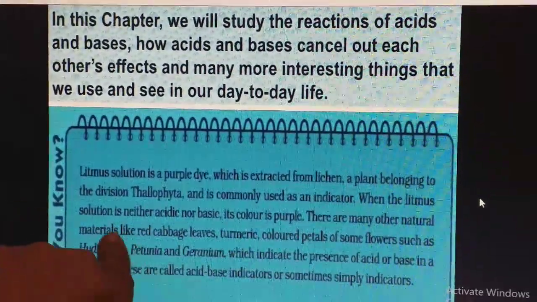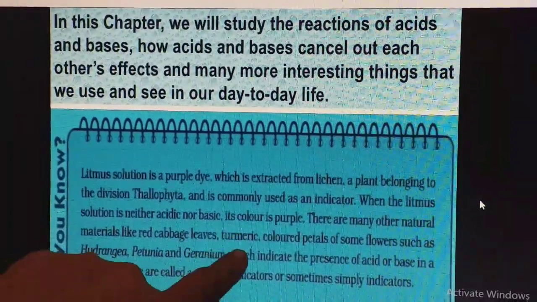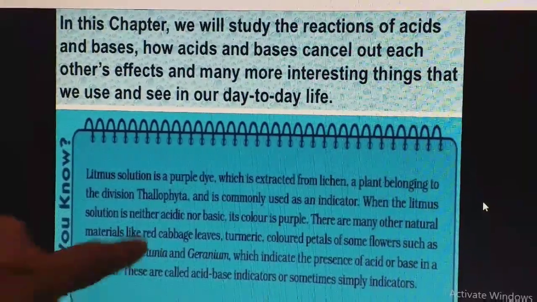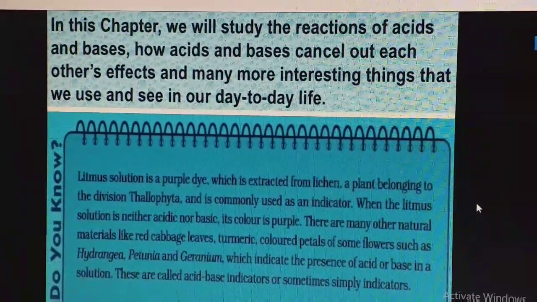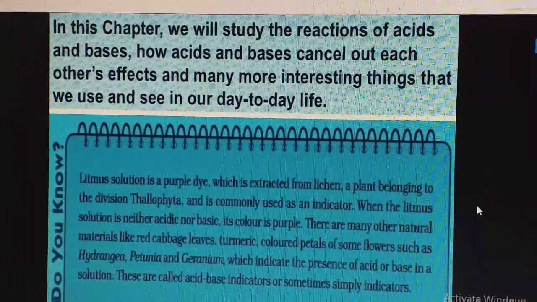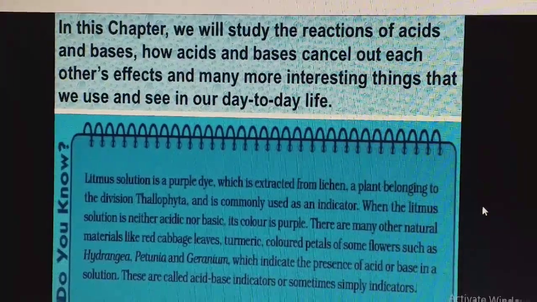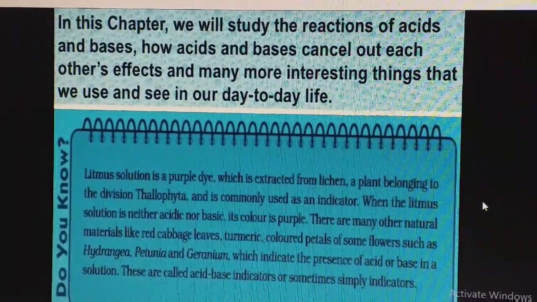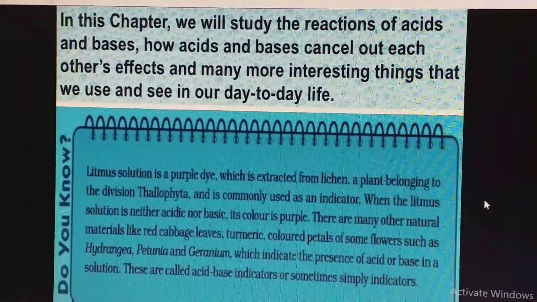And there are many other natural indicators I told you about already: red cabbage, which we use in our house, turmeric, and colored petals such as hydrangea, petunia, and geranium, which indicate the presence of acid or base in the solution. These are called acid-base indicators, or sometimes simply indicators. So litmus is a natural indicator obtained from the lichen tree.